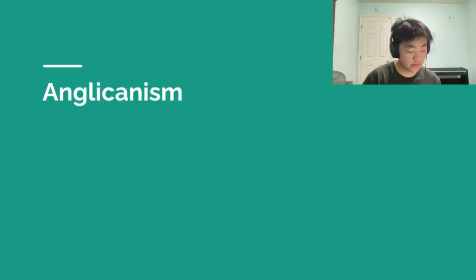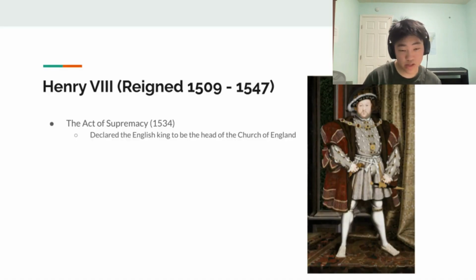Next, Anglicanism. Anglicanism was started by Henry VIII, who was actually a devout Catholic who rejected the teachings of Luther. However, he was unable to gain a male heir, as the second king of the Tudors, who were not a prominent family in English history.